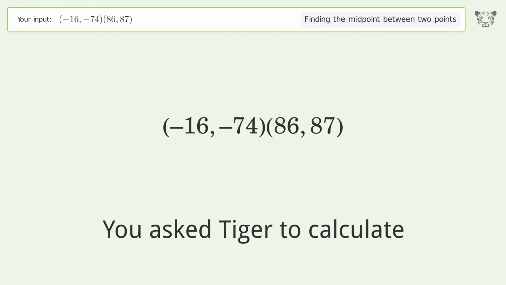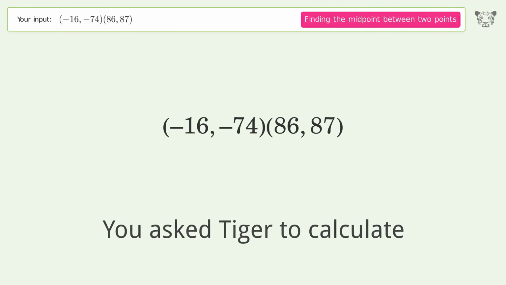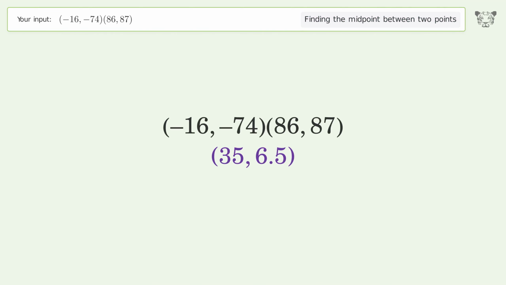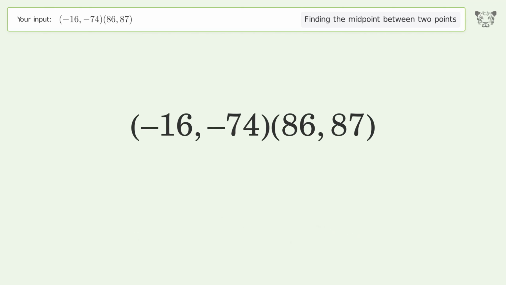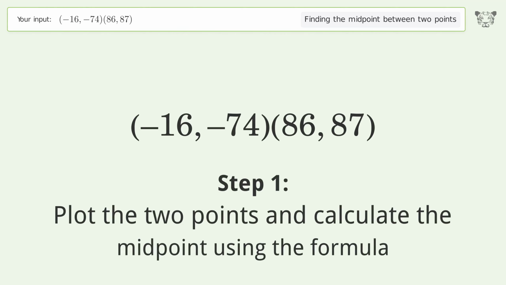You ask Tiger to calculate. This deals with finding the midpoint between 2 points. The midpoint between the 2 points is (35, 6.5). Let's solve it step by step. Plot the 2 points and calculate the midpoint using the formula.